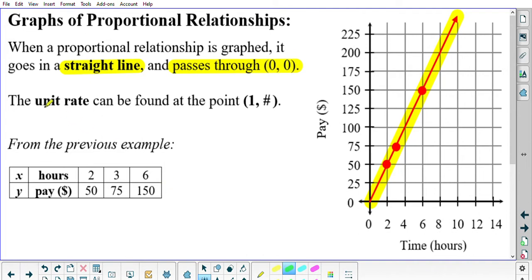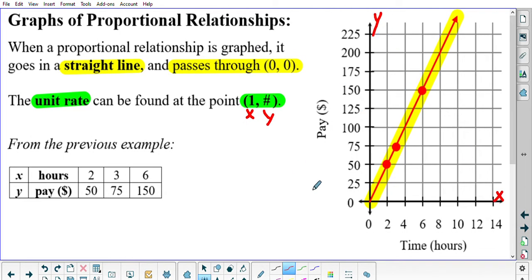We can actually find the unit rate on any graph of a proportional relationship by going to the ordered pair where the x value is 1. I hope you remember that with ordered pairs, the first number is always the x, and the second number is always the y. And on a graph, the x-axis is the one that goes right and left. The y-axis is the one that goes up and down.